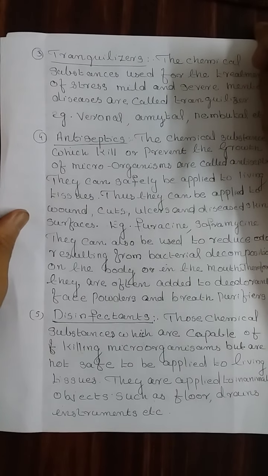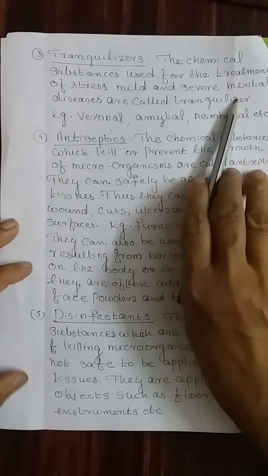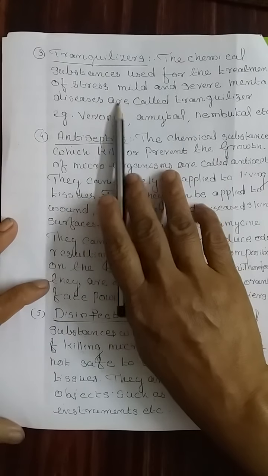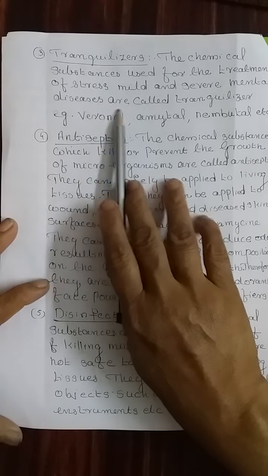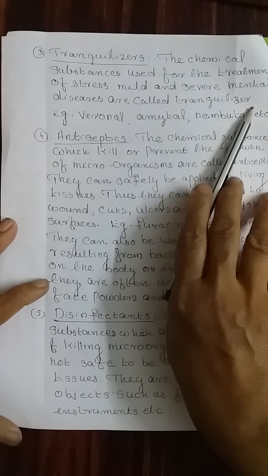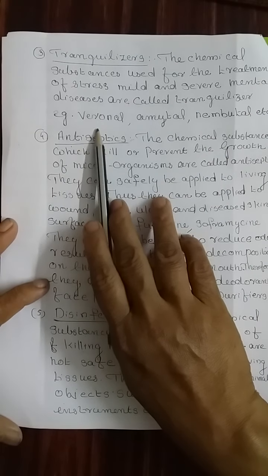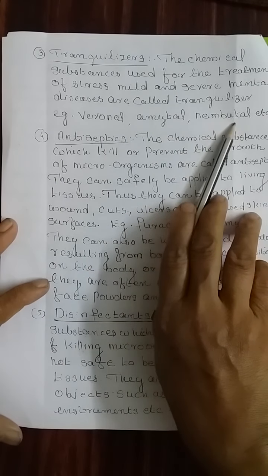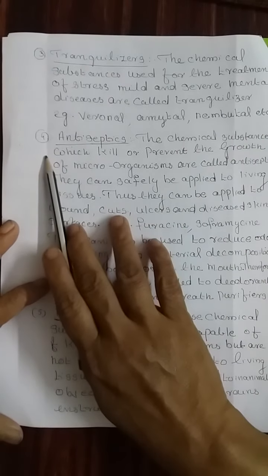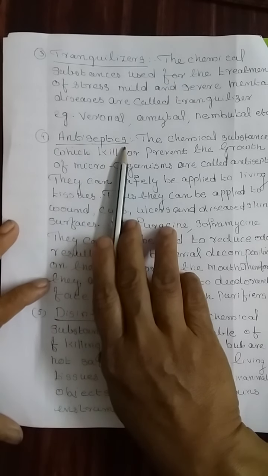3. Tranquilizers. The chemical substances used for the treatment of stress, mild and severe mental diseases are called tranquilizers. Example: Veronal, Amytal, Nembutal, etc.